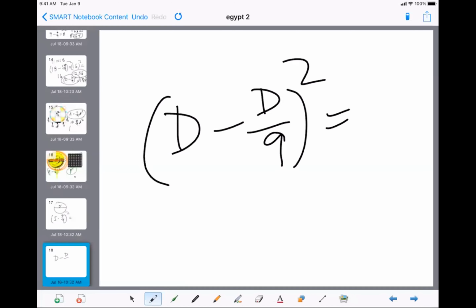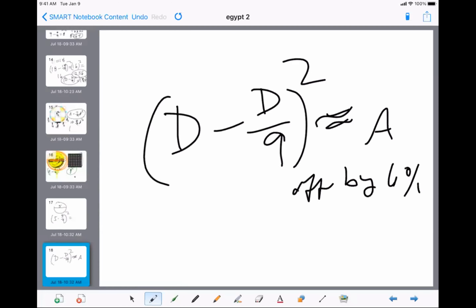So for our purposes, you definitely want to know the formula that the Egyptians had for the area of a circle. How close was it? As far as the area, it's off by 6%. No matter what the diameter is, it's off by 6%.